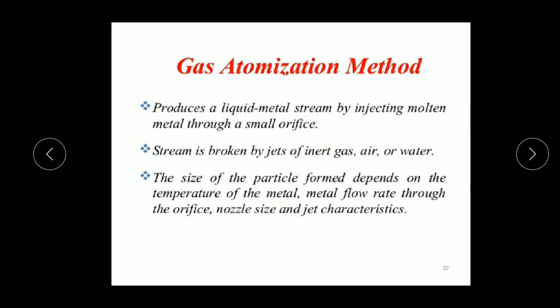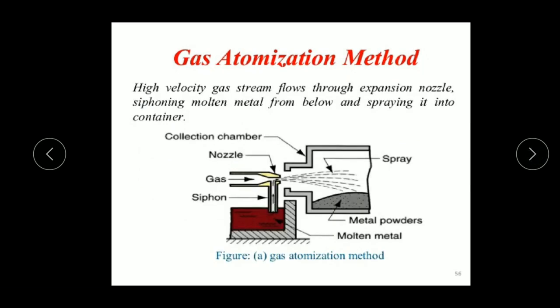The next method to produce powder particles is the gas atomization technique. The gas atomization technique produces a liquid metal stream by injecting the molten metal through a small orifice. The stream is broken by a jet of inert gas, air or water. The size of the particles formed depends on the temperature of the metal, the flow rate through the orifice, nozzle size and jet characteristics. So as we can see, this is the gas atomization method.